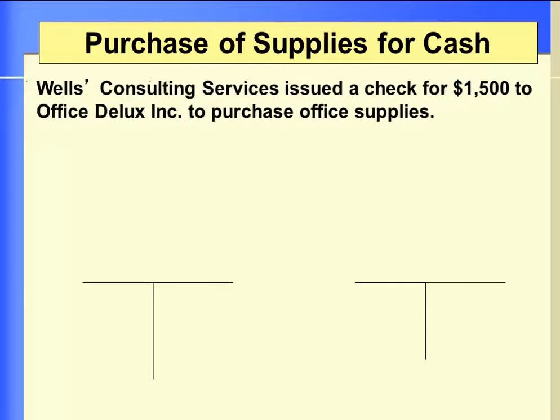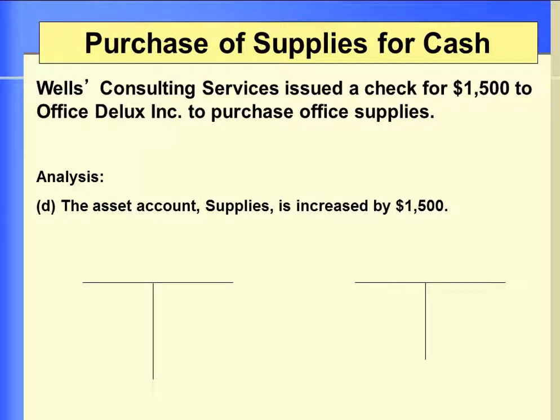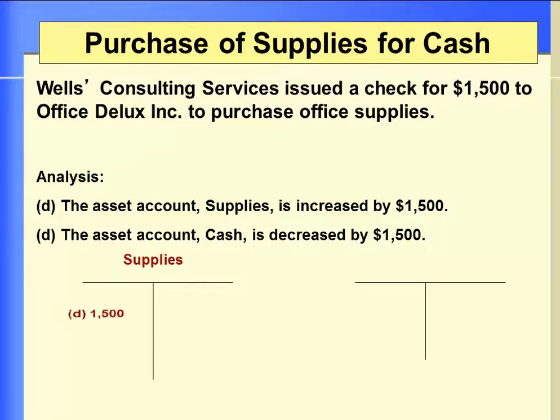Purchase of supplies for cash. So Wells issued a check for $1,500 to purchase office supplies. So they're basically spending cash to get more assets. So the supplies increased by $1,500, as we see there, and cash is decreasing by $1,500.